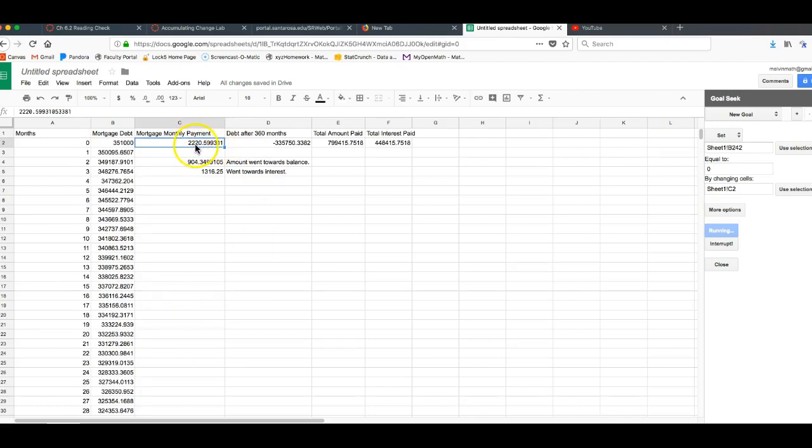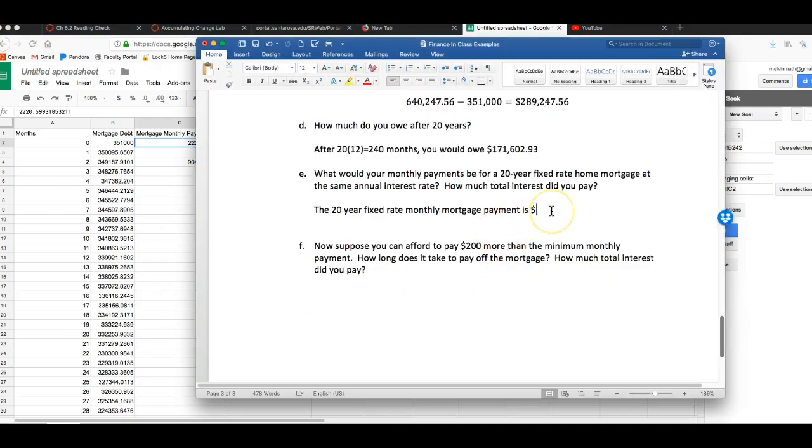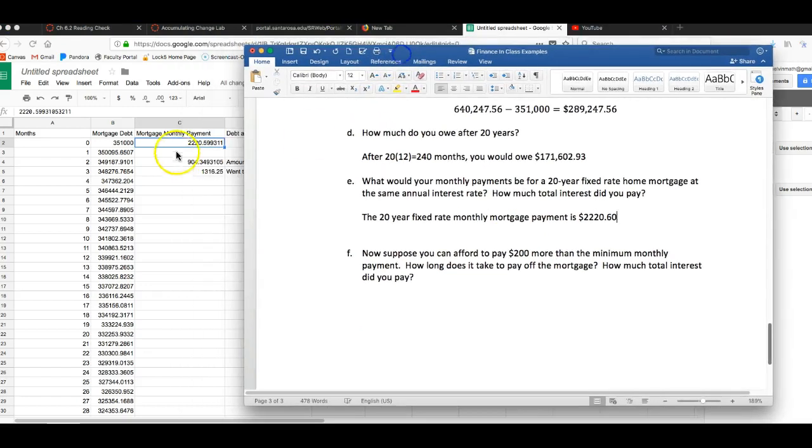So your monthly payment is going to be $2,220 and about 60 cents. This will change a little bit, but it's pretty much settled on this value: $2,220.60 rounded.